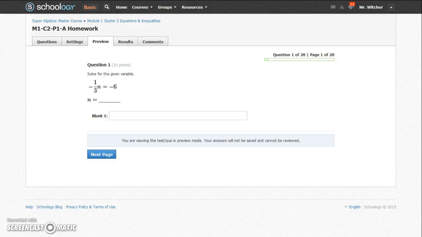Okay, example 1. Negative 1/3 n equals negative 6. In order to solve equations, you have to understand inverse operations. The inverse of multiplying is dividing. The inverse of addition is subtraction. So we have these three ideas. Multiplication undoes division, and vice versa. Addition undoes subtraction, and vice versa.